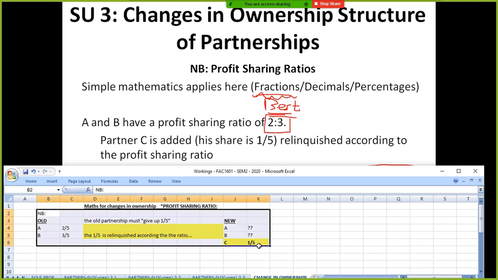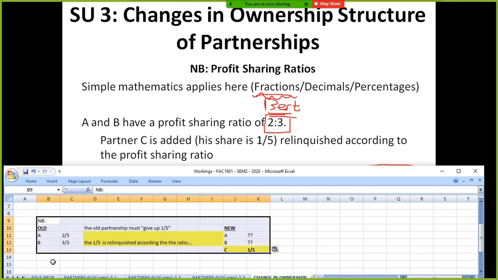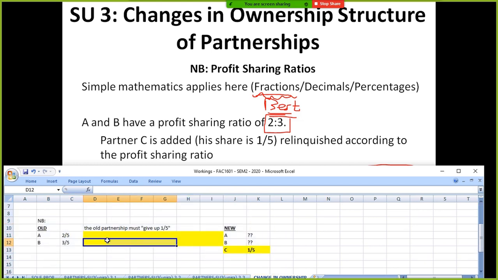So how do you do that? On the next line, you have to show that. How much is A going to give up? A is going to give up 2/5 of 1/5. Does that make sense? Are you still there? Yes, they're giving a fifth, but they're giving a portion of the fifth. They're giving 2/5 of that portion.